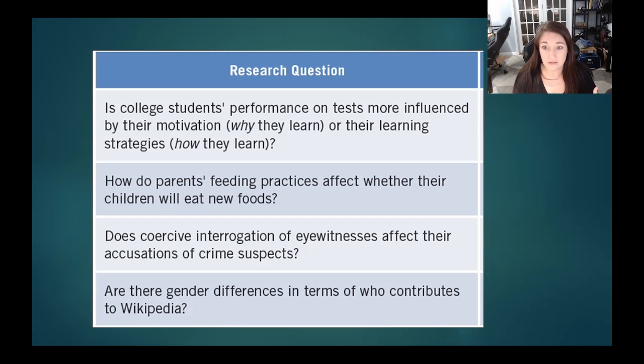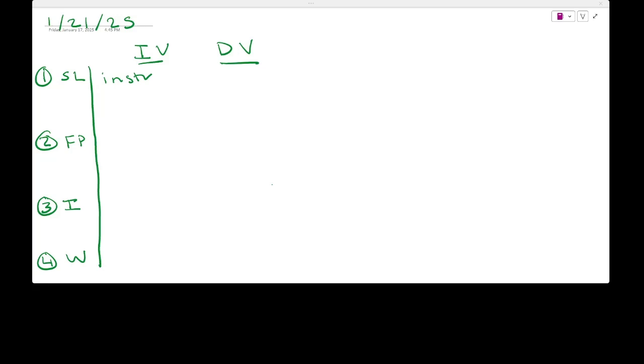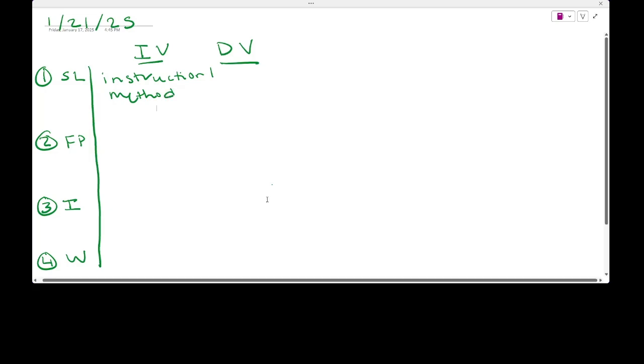That's the thing they're going to measure, okay? But in response to what? In response to two different types of ways of learning, okay? One being more motivation-based and one being more strategy-based. Okay, what could we call this? Maybe we call this instructional method.